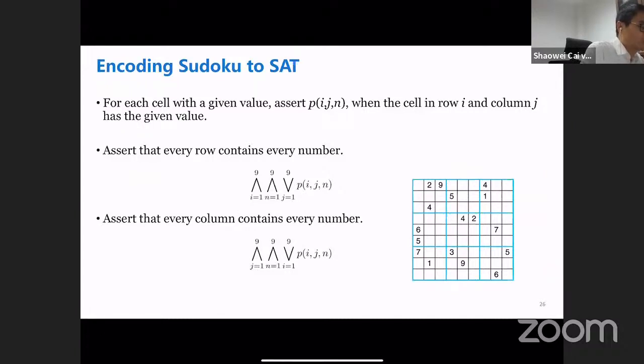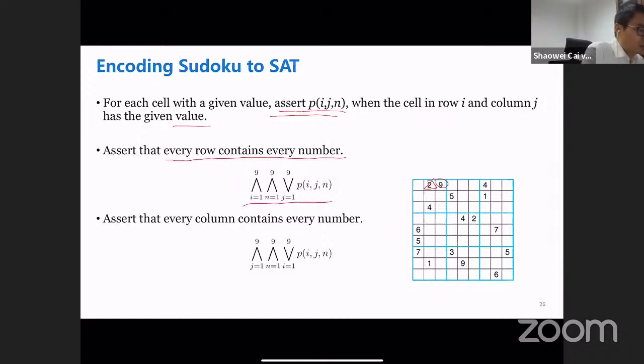Then we come to introduce the clauses. First, we need to assert the initial values that are given. So for each one of the given values, we just give a unit clause. Then we need to introduce clauses to make sure that every row contains every number.